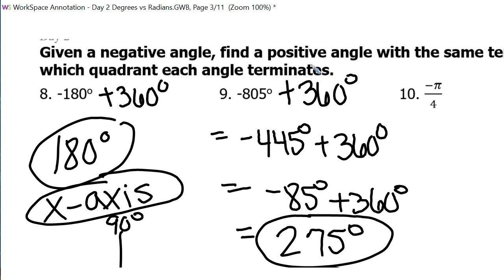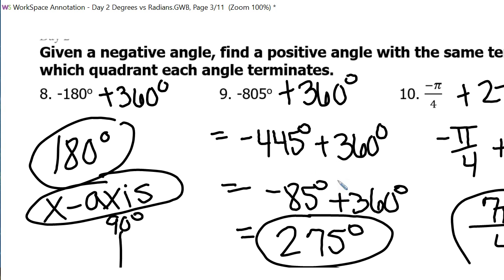Next one, instead of adding 360 degrees, what would that be in radians? 2 pi, so add 2 pi. So we'll need a common denominator, so this would be negative pi over 4. This would be 8 pi over 4. And when you add those, what do you get? 7 pi over 4. And if you're counting by increments of pi over 4, that's 45 degrees. So using positive rotation, this would be positive pi over 4, 2 pi over 4, 3 pi over 4, 4 pi over 4, 5 pi over 4, 6 pi over 4. So 7 pi over 4 terminates in which quadrant? 4.